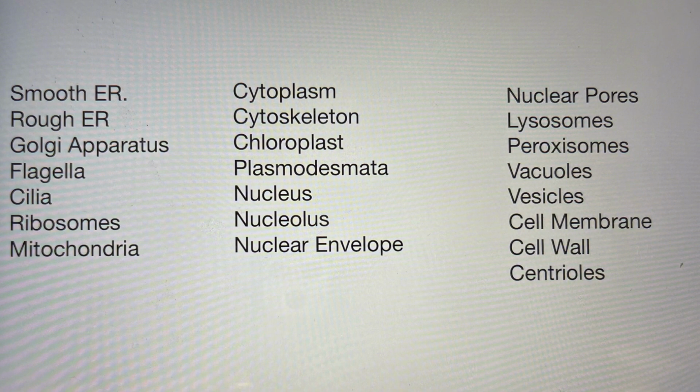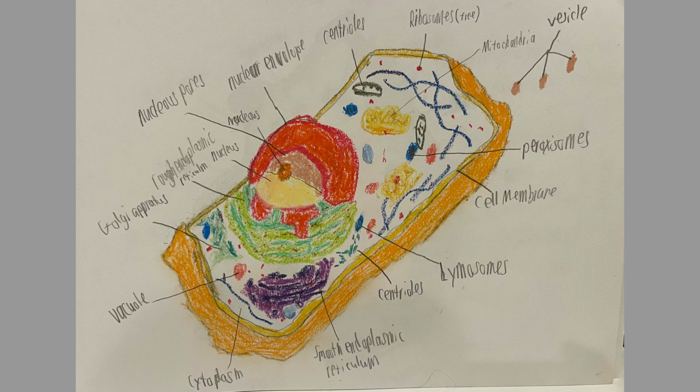First, we're going to start off with all the eukaryotic animal cell terms. So let's split it apart. Here's the eukaryotic animal cell that I drew.